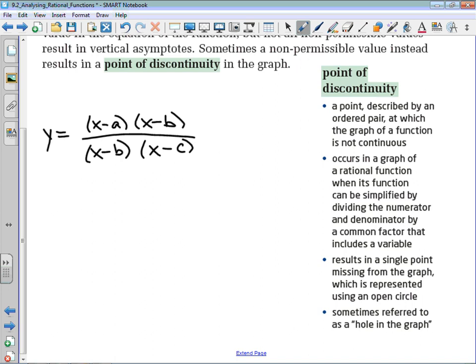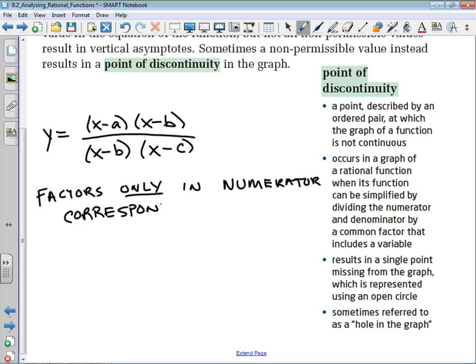Now, certainly, we're going to summarize this at the review as well, but any factors only in the numerator, they correspond, and I'll give you an example of this on Desmos in a second here. So they correspond with x-intercepts, because if that particular factor is 0, the entire fraction is 0.